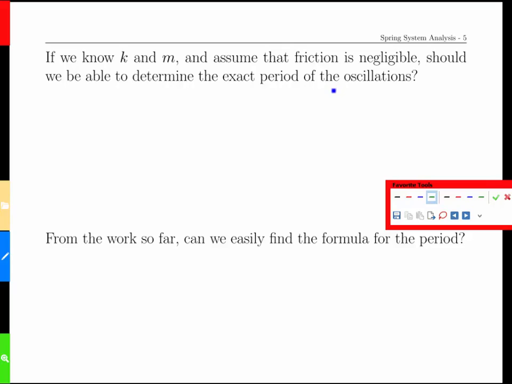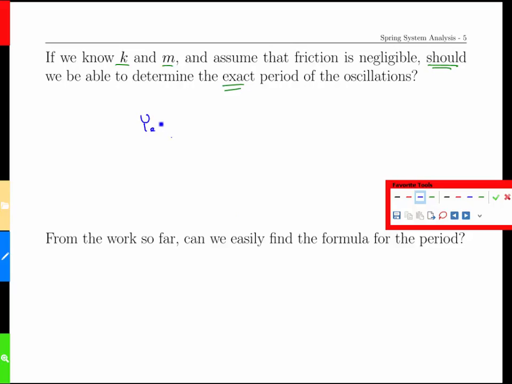Now, can we narrow this down even further? If we know K and we know M, and we're going to assume that friction is negligible, here's the question: should we be able to determine the exact period? So in the last page we had some basic insight, but it wasn't exact. We just knew a rough relationship between the inputs K and M and the motion. Now the question is, should we be able to determine this exact period?